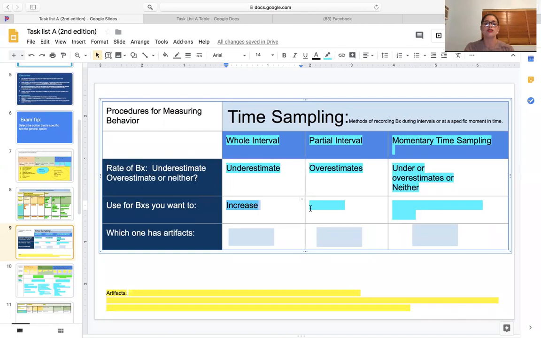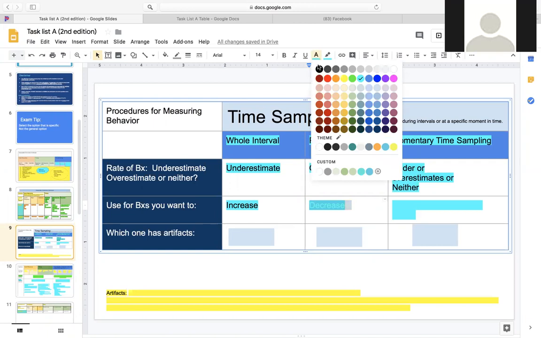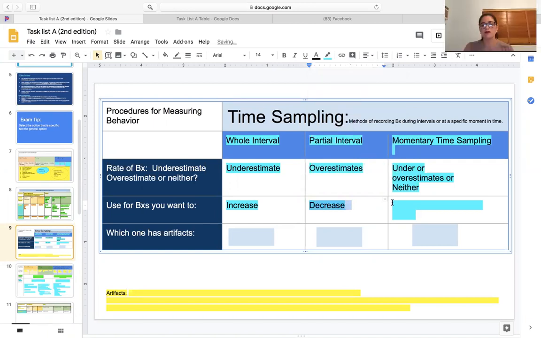How about in partial interval? Decrease. So it's the opposite. This is one of those things that if you don't memorize, it would be good for you to put it in a little table on the whiteboard if you wish to do so. And how about for momentary time sampling? Either.